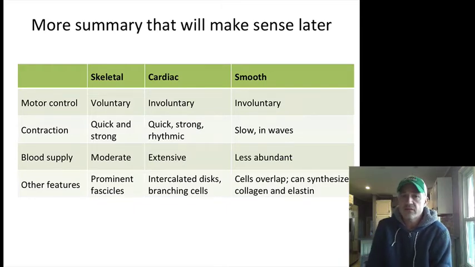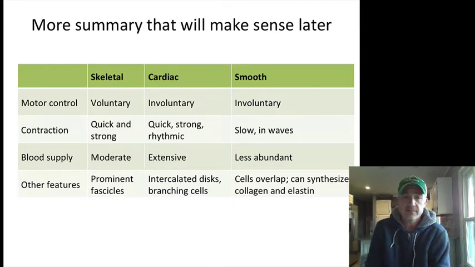Skeletal muscle tends to be very quick, short-acting. Cardiac muscle also quick, strong contractions, where smooth muscle we're going to see is a much slower contraction and relaxation. Good blood supply to the skeletal muscle, most extensive to the cardiac muscle, and smooth muscle, again, tends to have a little bit less of that.